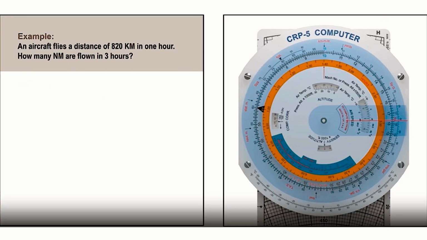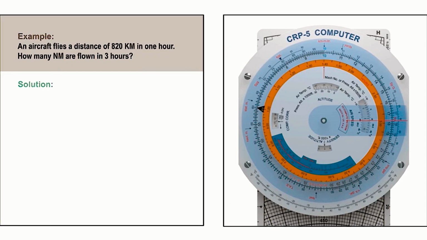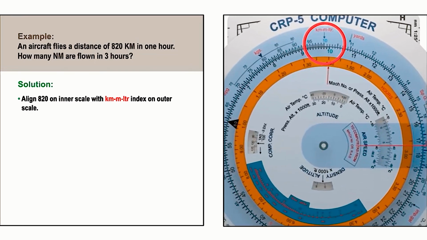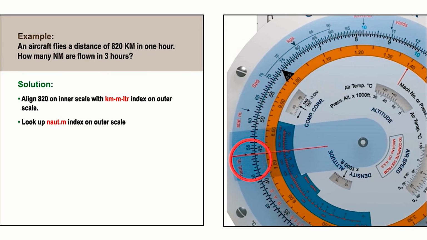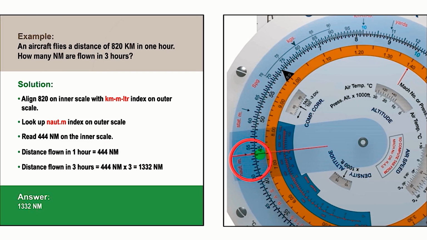To find how many nautical miles an aircraft flies in 3 hours if it flies 820 kilometres in 1 hour, we first align 820 on the inner scale with the kilometre, metre, litre index on the outer scale. Then we look up the nautical mile index on the outer scale and read off 440 nautical miles on the inner scale. This is the distance flown in 1 hour, so we need to multiply it by 3 to get the answer of 1,332 nautical miles.